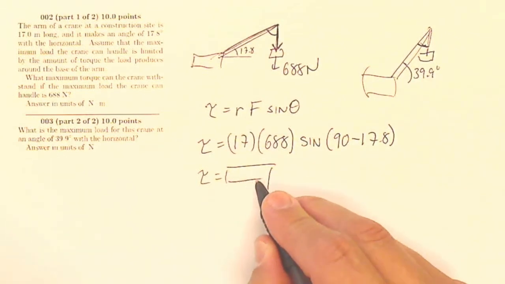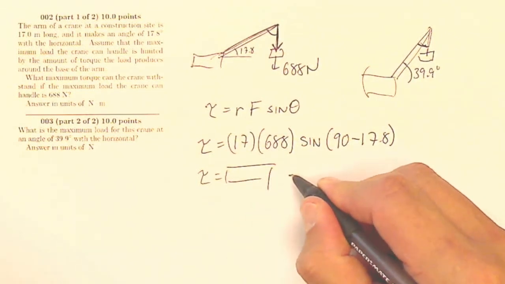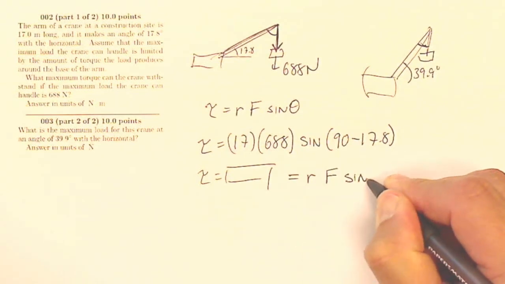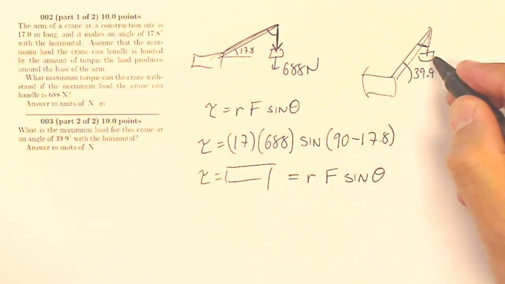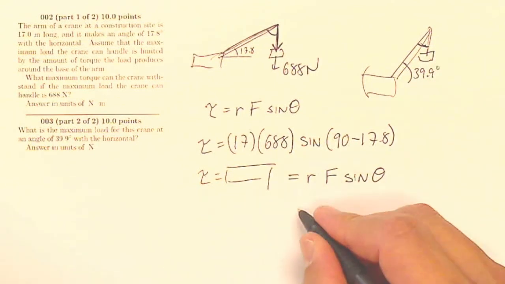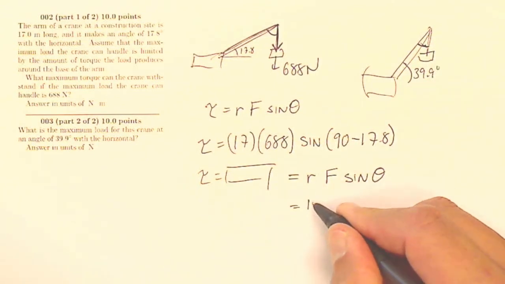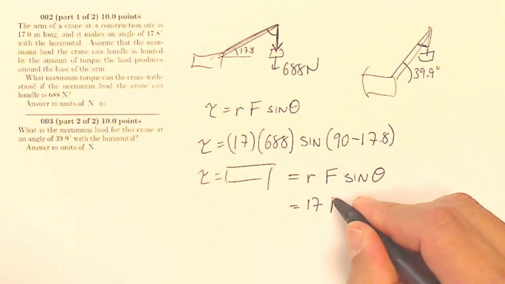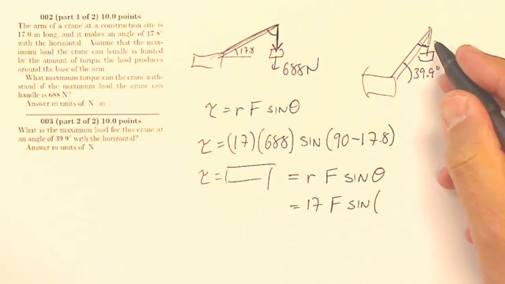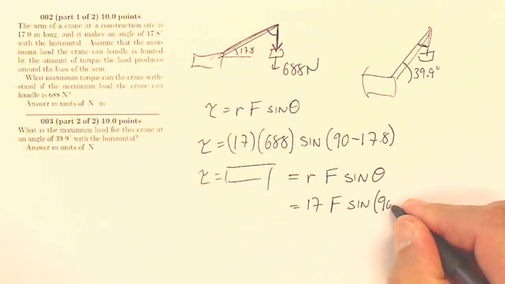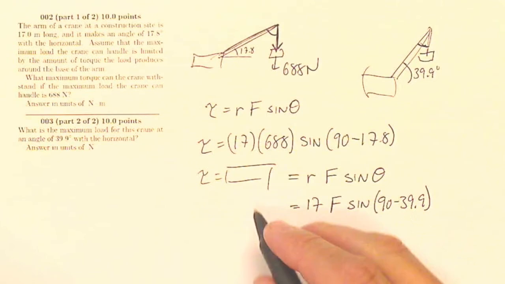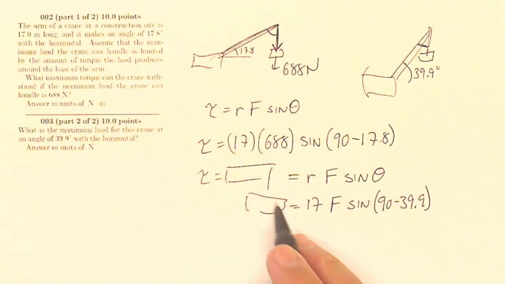So now that I know the amount of torque that it can handle, I can set that equal to RF sine theta to figure out the force, because that's going to be the weight of this load, is going to be the force. So I know the amount of torque. My radius is going to be still 17 meters. My force is what I'm looking for, but now the angle that I'm looking for is going to be 90 minus 39.9. So that will give me my force when I solve here and use this torque from the previous problem.